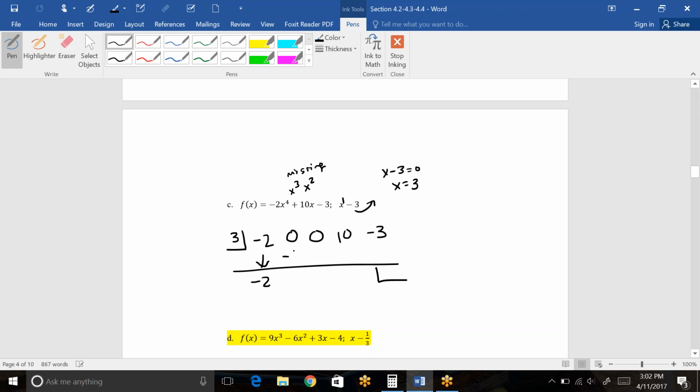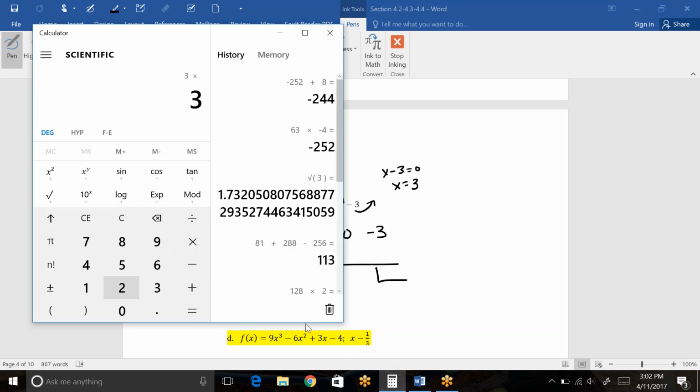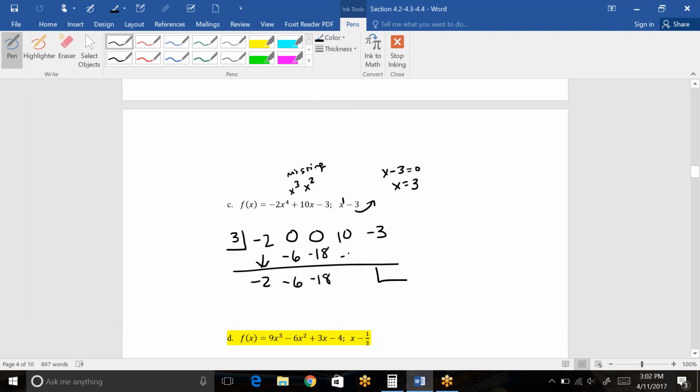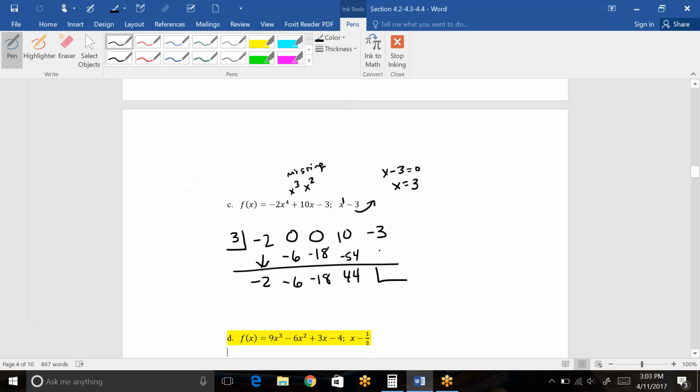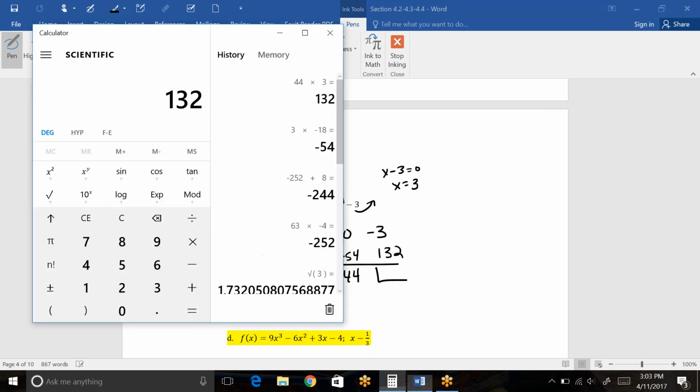We bring down the first one, and then we start our process of multiplying. 3 times -2 is -6. Add the column. 3 times -6 is -18. Add the column. 3 times -18 is, not sure, we'll figure it out though, -54. Add the column. So that would make 44, and then 3 times 44 is 132, and then add the column, so add the -3 to that.